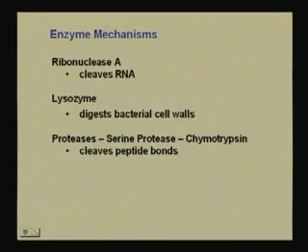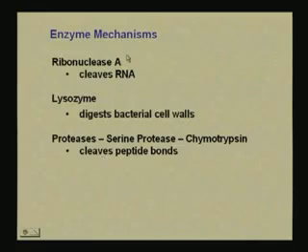Today, what we are going to do is, for two classes, we will be considering enzyme mechanisms. And for this, I have chosen three types of enzymes where we will be considering the enzyme mechanisms of ribonuclease A, lysozyme and proteases. Of the proteases, we will be doing only one type of serine protease, that is called chymotrypsin.